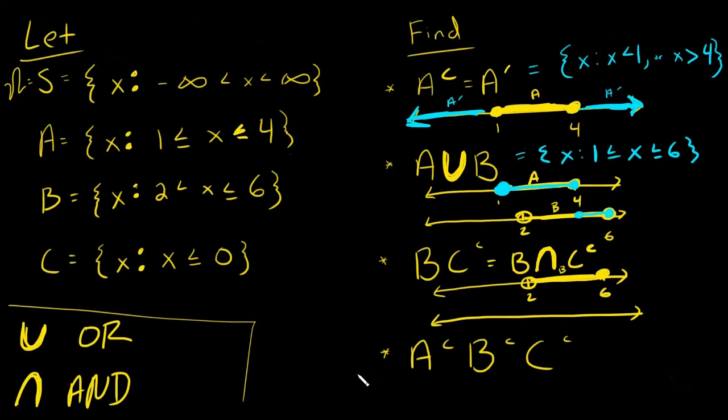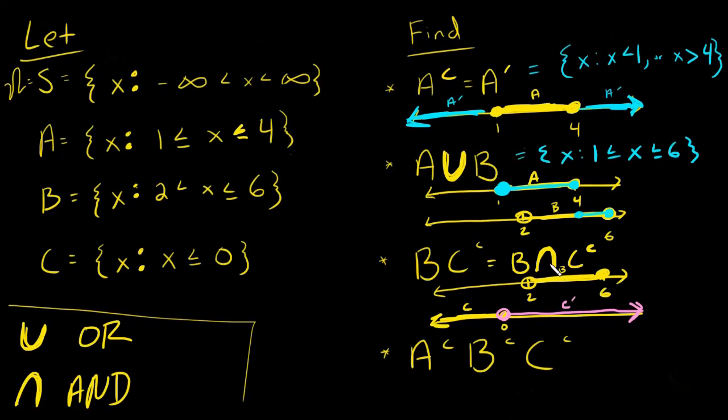What about C complement? Well, C is less than 0. Right. So less than or equal to 0. So this is C. So where C complement would be more than 0. All right? So if this is 0, this is C complement, more than 0.